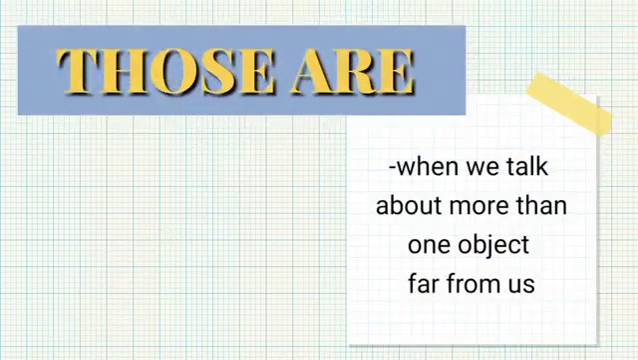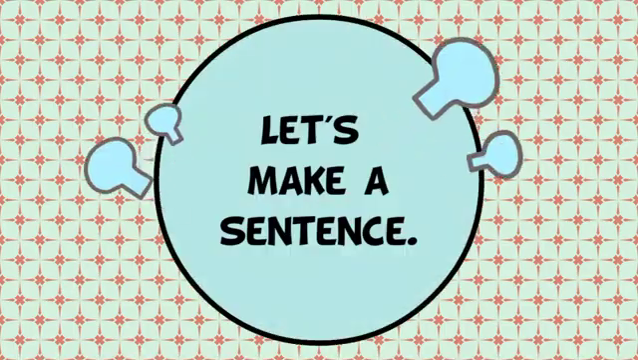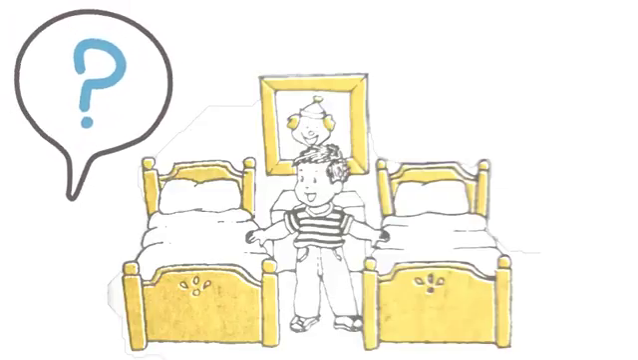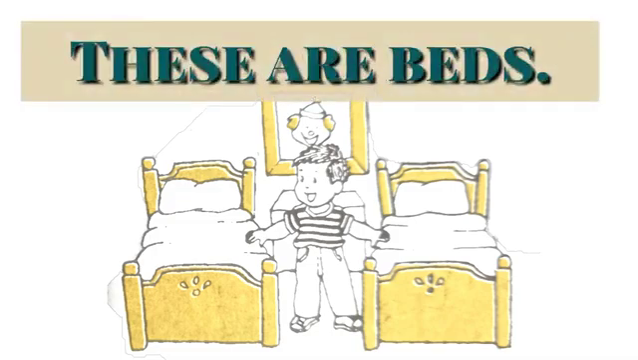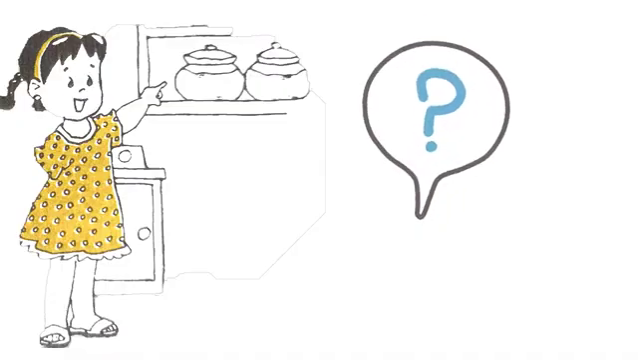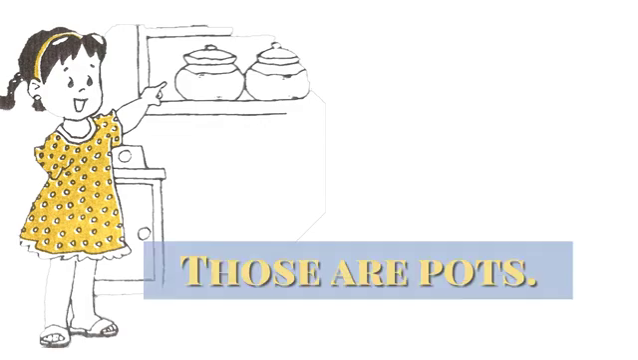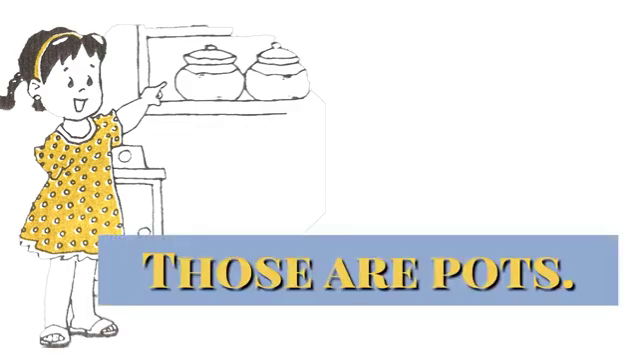And we use those are when we talk about more than one object far from us. Now let's try to make a sentence. What shall Miguel say? These are beds. Right. What will Maria say? Those are pots.